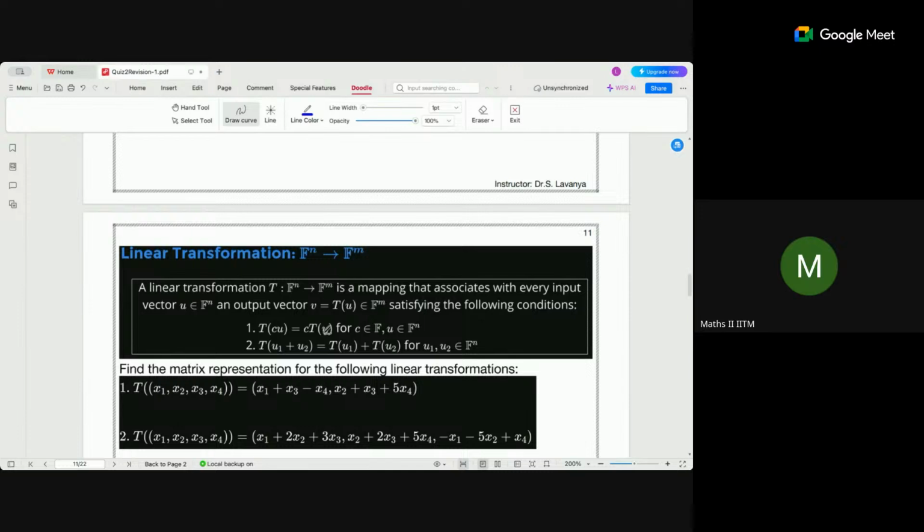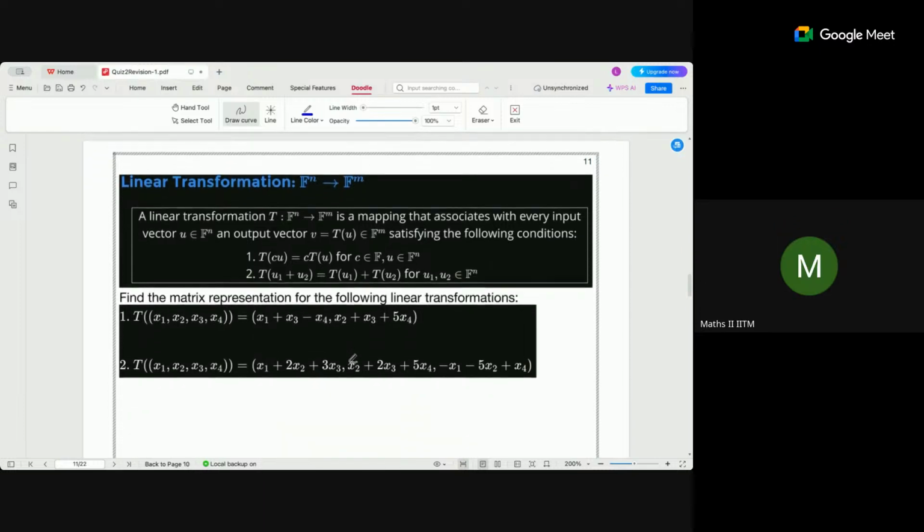Now the next topic is linear transformations. A linear transformation T from Fn to Fm is a mapping that associates every element in Fn to an element in Fm. What is the condition you need? T of Cu should be C times T of u for any scalar C and vector u in Fn, and T of u1 plus u2 is T of u1 plus T of u2 for any two vectors in Fn. If any mapping satisfies this condition, then we call it a linear transformation.